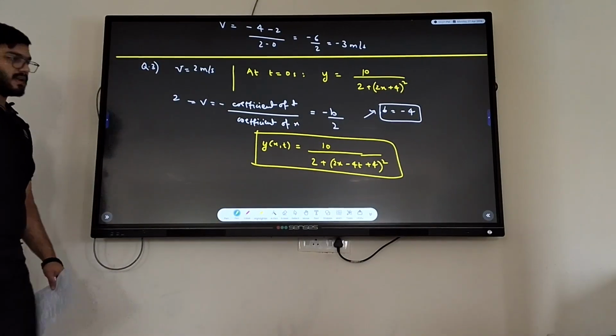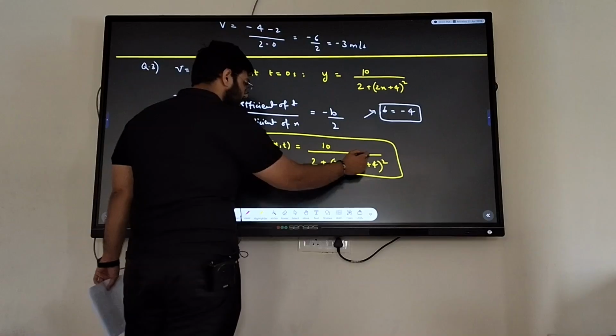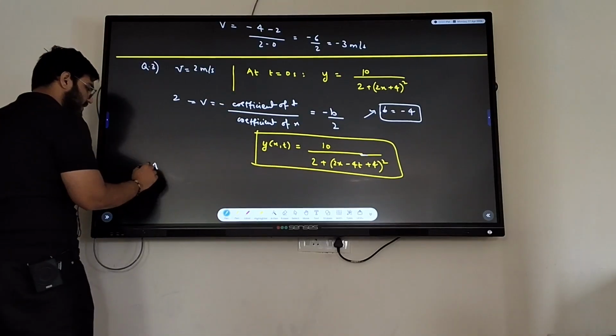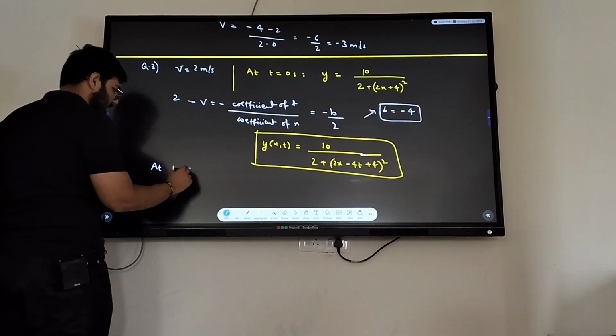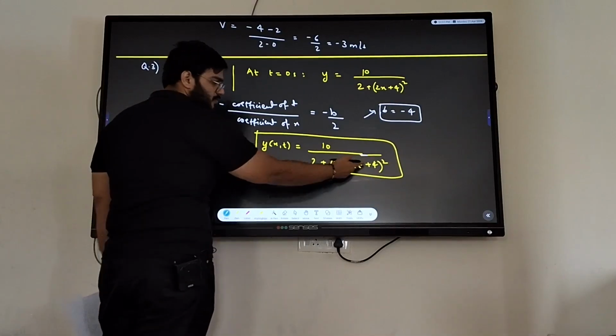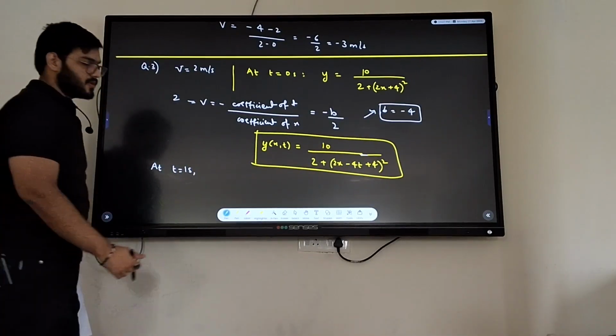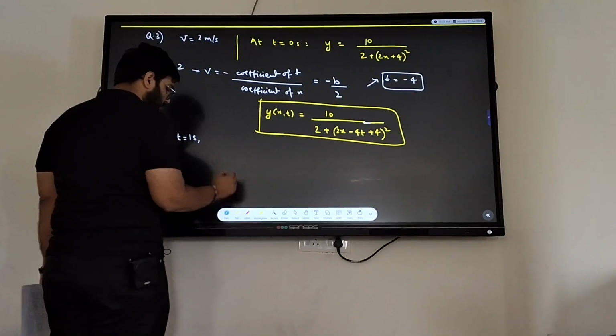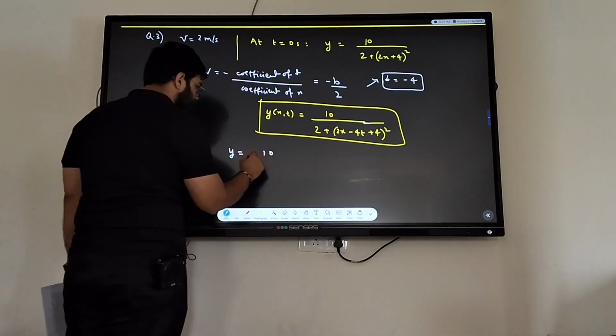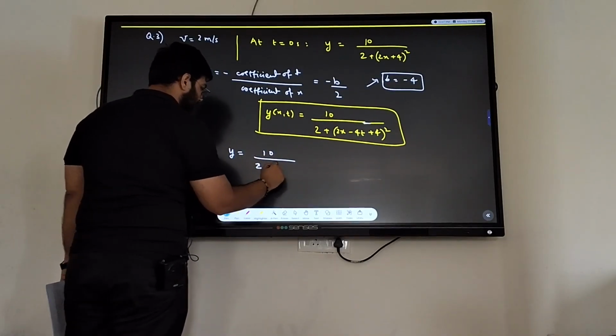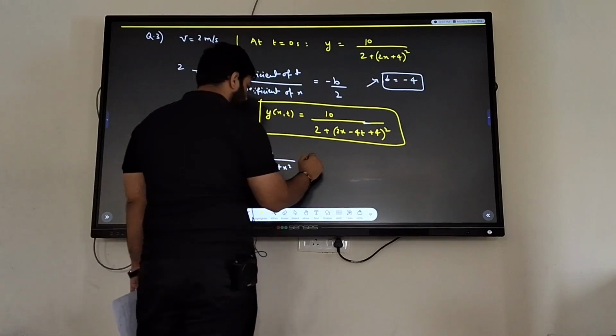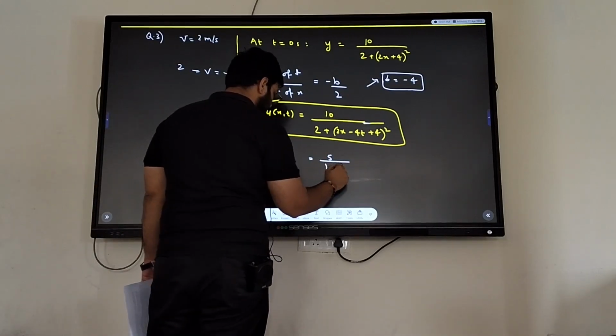बस ये लिखना था. And now they are asking what in the next question? At t equal to 1, what is the value? So at t equal to 1, this minus 4 plus 4 goes away. And then what do you have? Y is equal to 10 divided by 2 plus 4x square maybe. This can be written as 5 upon 1 plus 2x square.